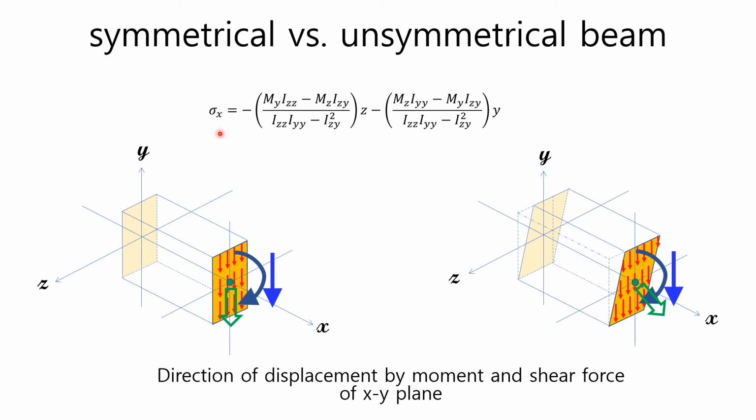Here we have the stress equation in terms of moment and the second and the product moment of area. For the same amount of external load, the size and directions of displacements are different to each other between symmetric and unsymmetric beam.